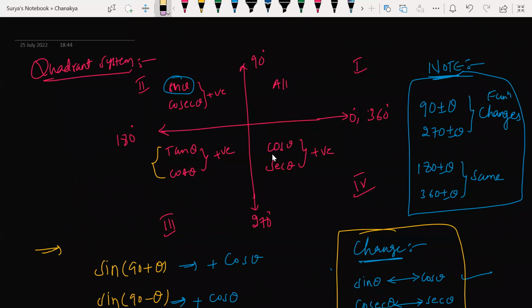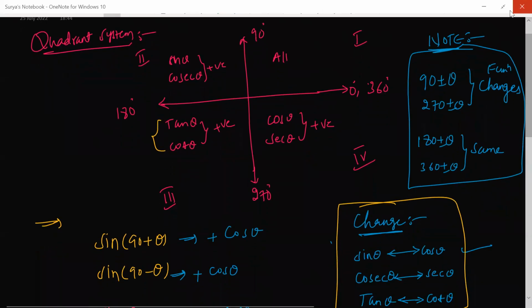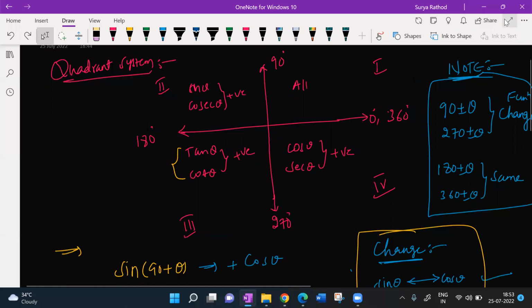In the second quadrant, who will be positive? Only sine and cosec will be positive. Others will be negative. In the fourth quadrant, only cos and secant will be positive. Other people will be negative. Very simple. Any doubts?